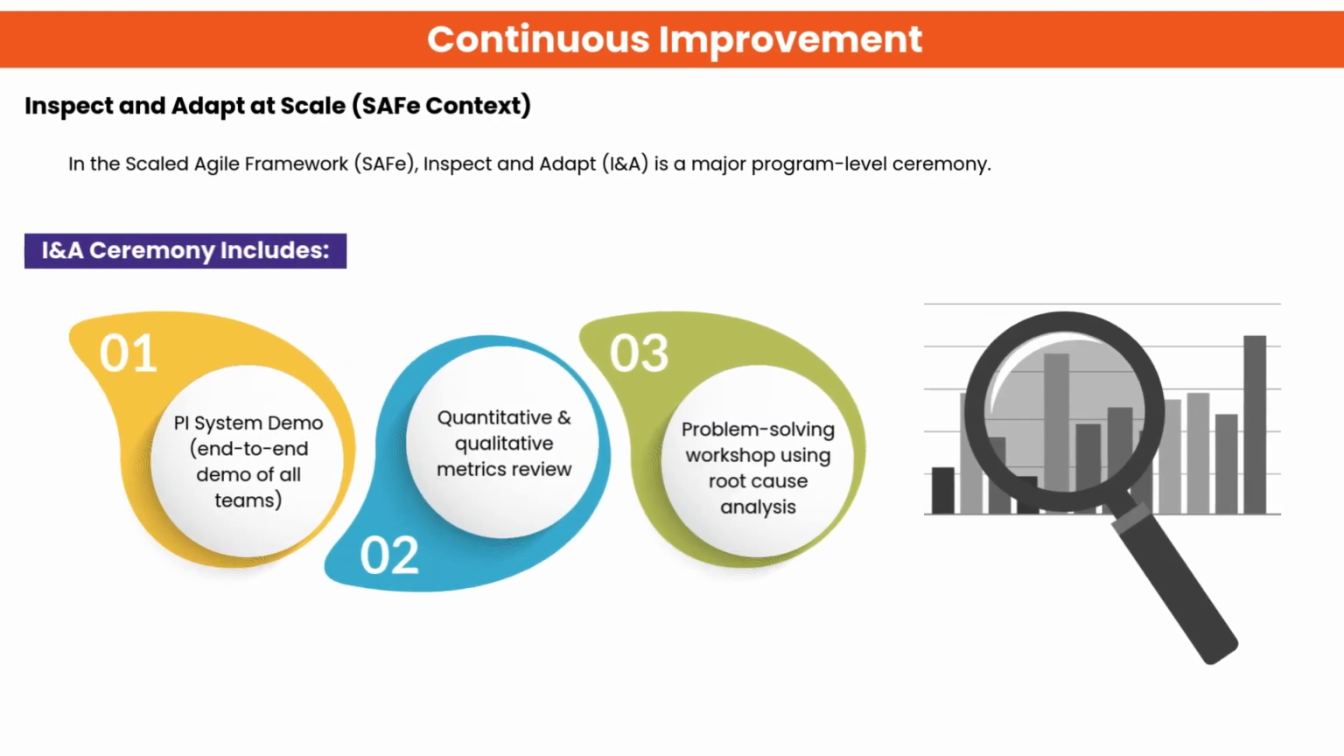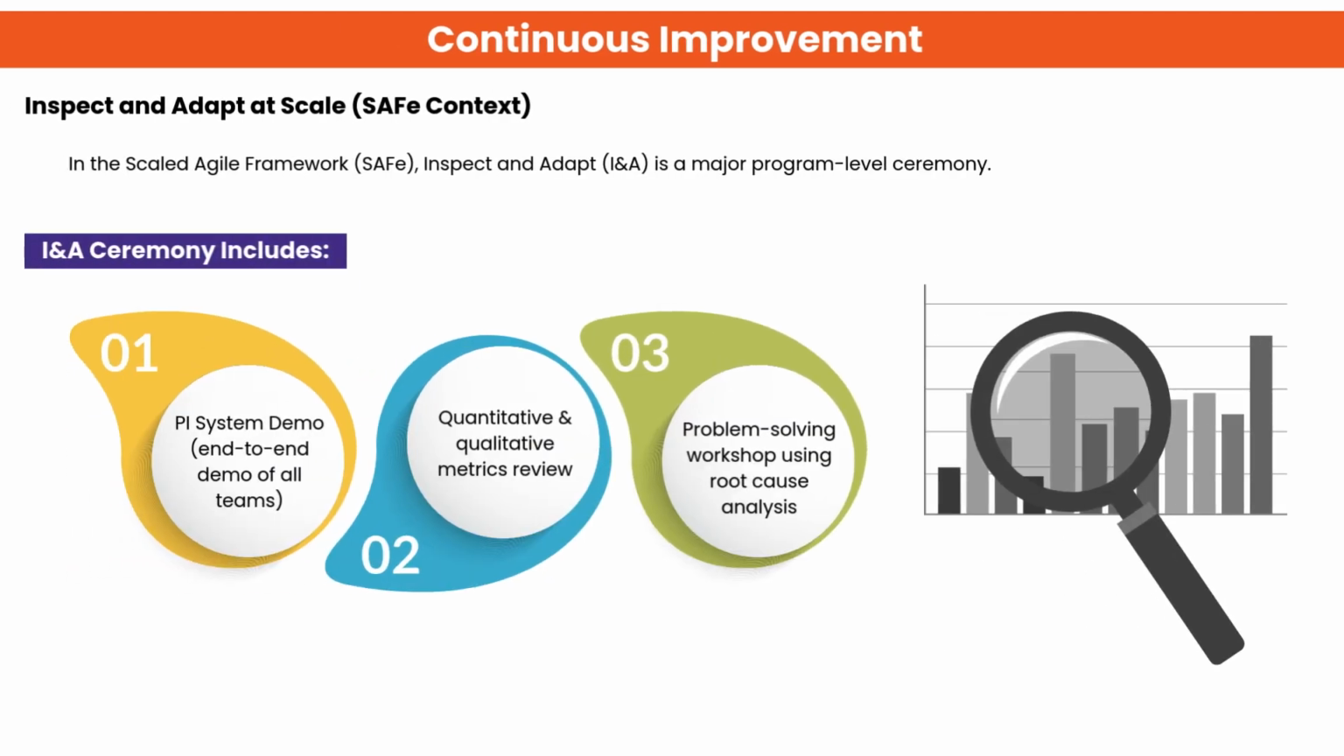This slide explains the inspect and adapt ceremony in SAFe. It happens at the program level and focuses on improving performance across teams. The ceremony includes an end-to-end system demo, review of qualitative and quantitative metrics, and a problem-solving workshop using root cause analysis to drive continuous improvement.